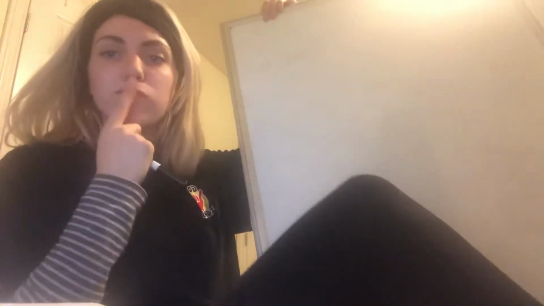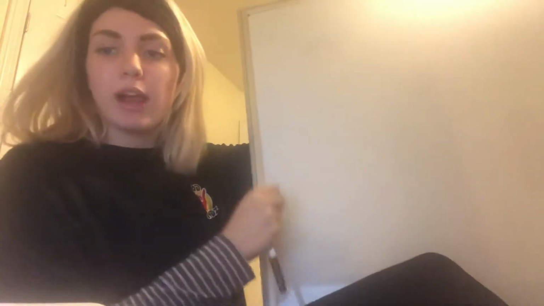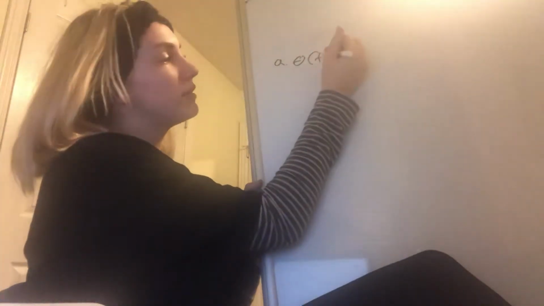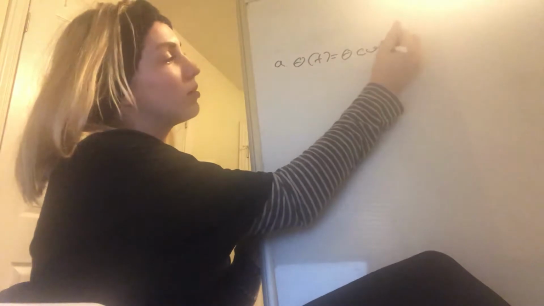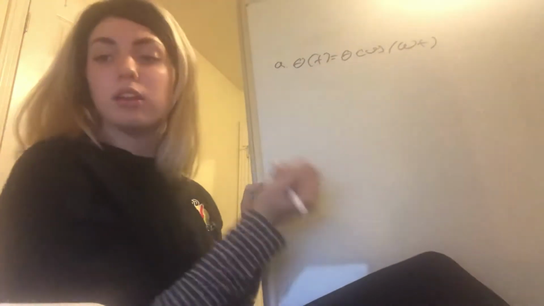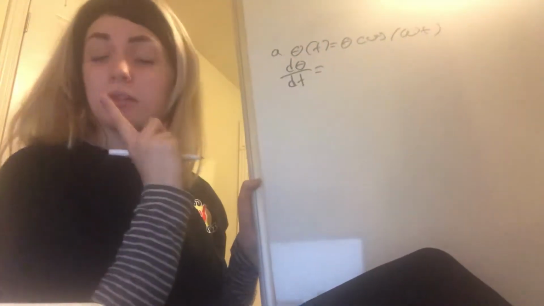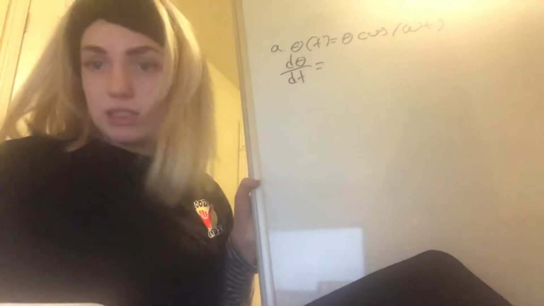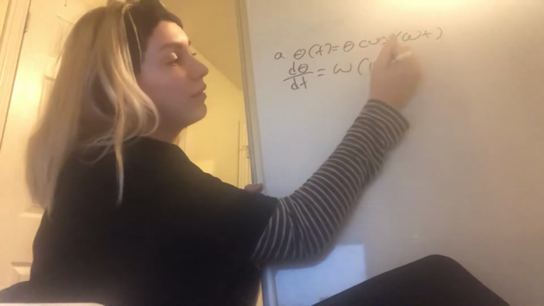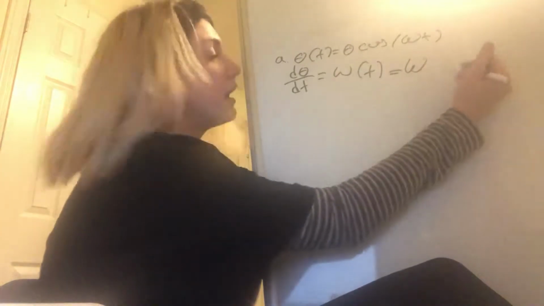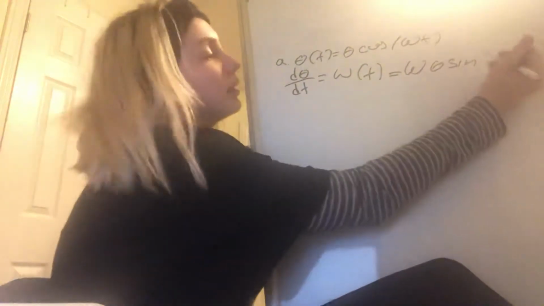So, let me see. For A, I have that theta of t equals theta cosine omega t, and then I have that the derivative d theta with respect to t, which is the angular velocity as a function of time, given by this, equals negative omega theta sine omega t.